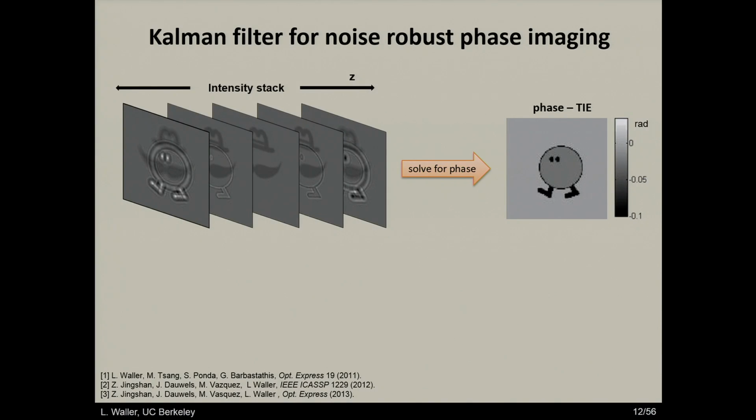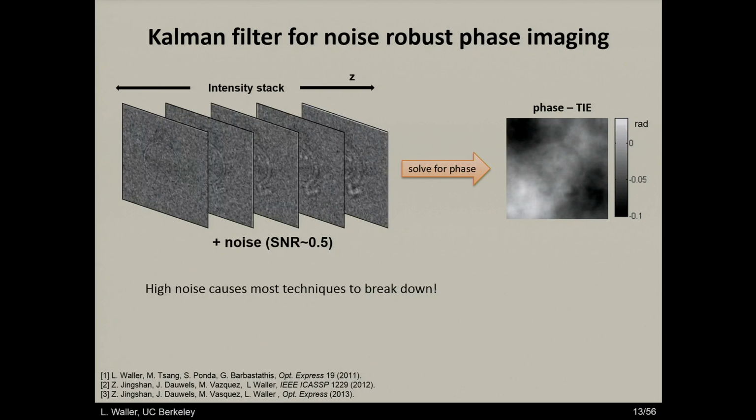So what I was working on was going a little bit further to say that we can normally get a good result from various different algorithms that use through-focus images to solve for phase. But as soon as you add noise, they all go to hell. And so this is an example with a very large amount of noise, and our phase result is terrible.